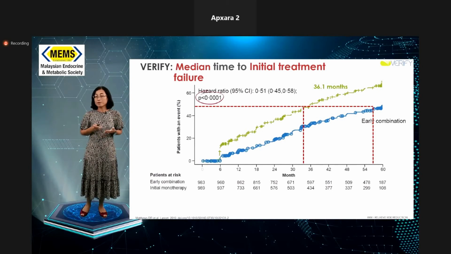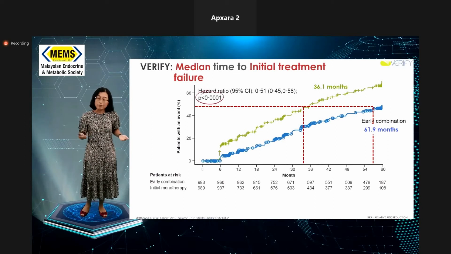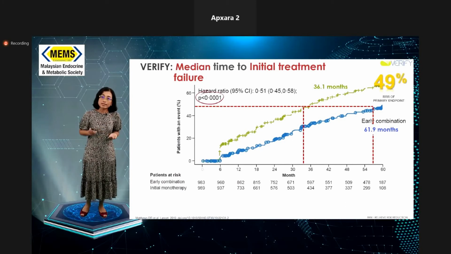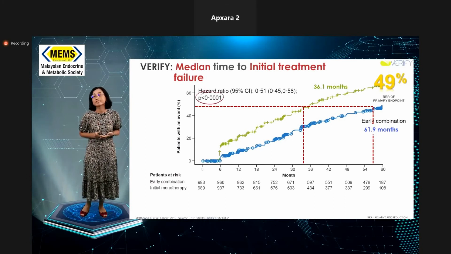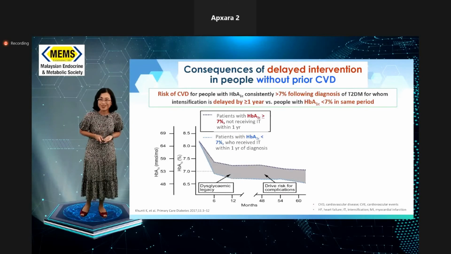But what if they were combined early with vildagliptin? You can see such an apparent difference, where the patients who were given an early combination therapy only failed therapy after 61.9 months, which is actually 5 years. And this had a relative risk reduction of a very significant level of almost 50%, which was highly statistically significant.